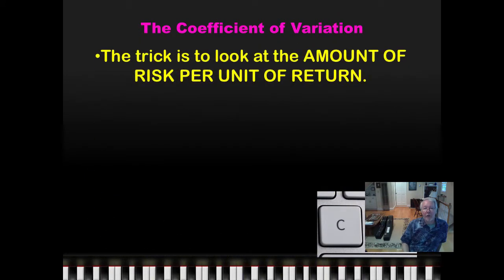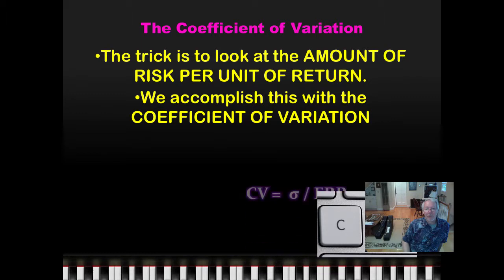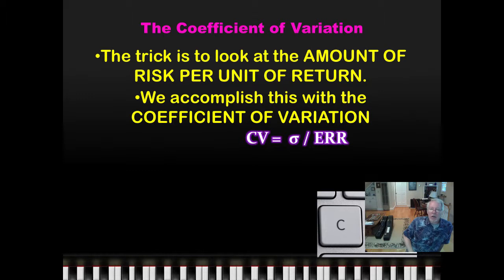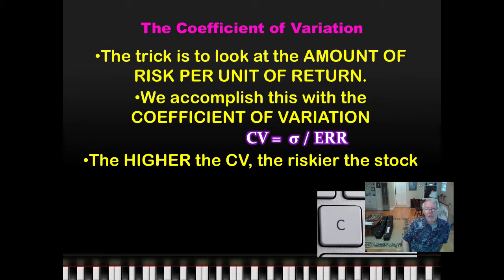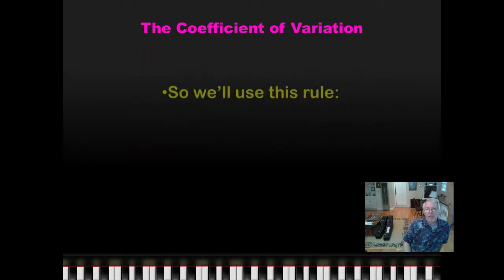The coefficient of variation means the amount of risk per unit of return. The CV, as we call it, you're going to take the sigma and divide by the ERR. In the case of Jackson, that's 3.54, their sigma, divided by 10%. Now the rule is this. The higher the CV, the riskier the stock. The lower the CV, the safer the stock. Smaller is safer, both with the standard deviation and the coefficient of variation.